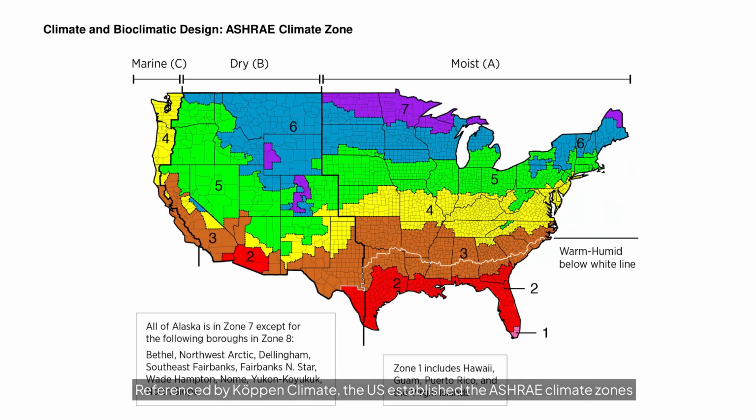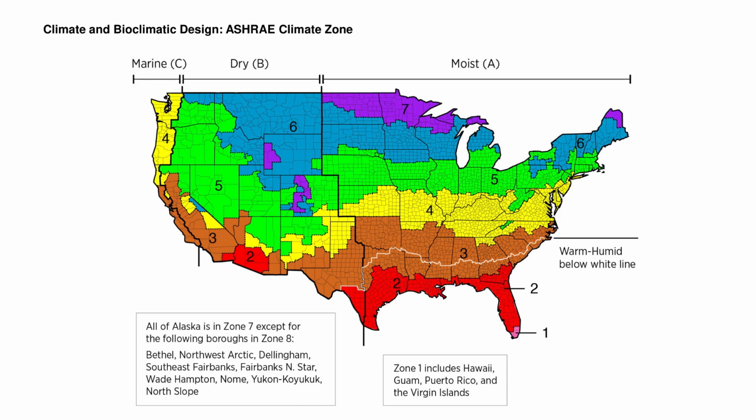Referenced by Köppen Climate, the U.S. established the ASHRAE climate zones to provide environmental design parameters. ASHRAE categorizes regions into climate zone 1 through zone 8, from very hot to very cold based on temperature. Humidity criteria use humid, A, and dry, B. For example, 3A is warm humid, 3B is warm dry, and 3C is warm marine. These climate zones help prioritize primary performance goals such as cooling, heating, humidification, or dehumidification, all of which contribute to energy savings and comfort levels.